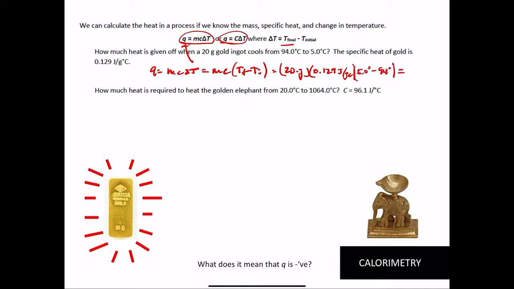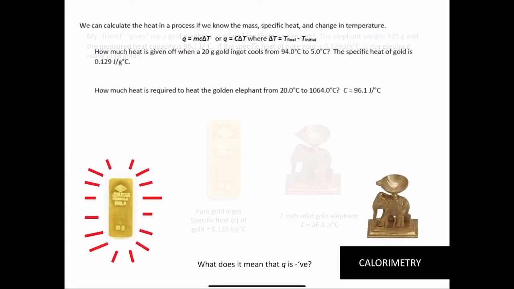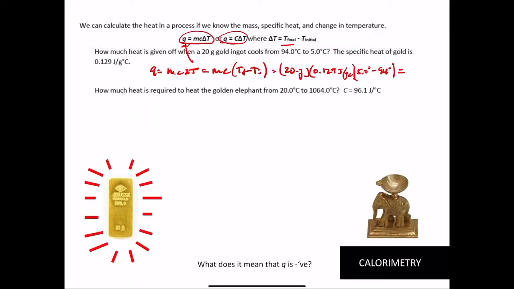And if I solve that, I get 20 times 0.129 times, oh, what's happening here? Times, right, and the T final minus T initial is just going to fix the sign. So negative 229.6 joules. Probably around here, this is 1 sig fig. Let's put a dot there to make it 2 sig fig. So we'll go to negative 230 joules.